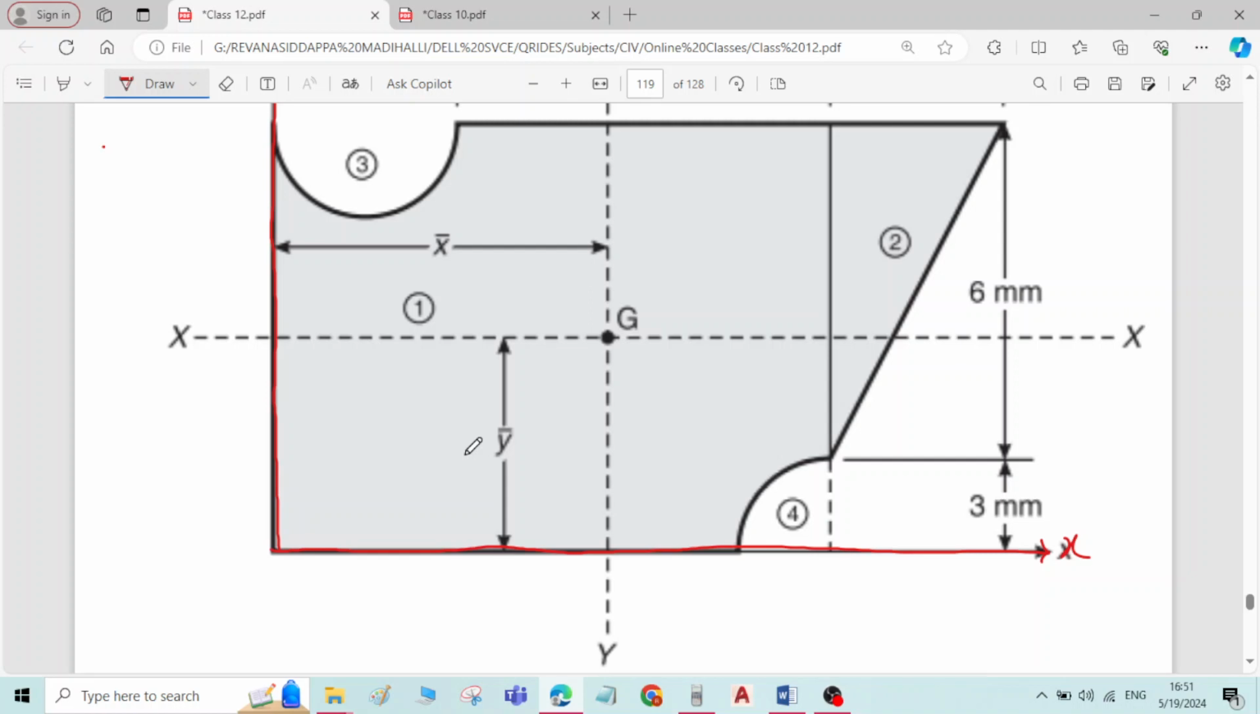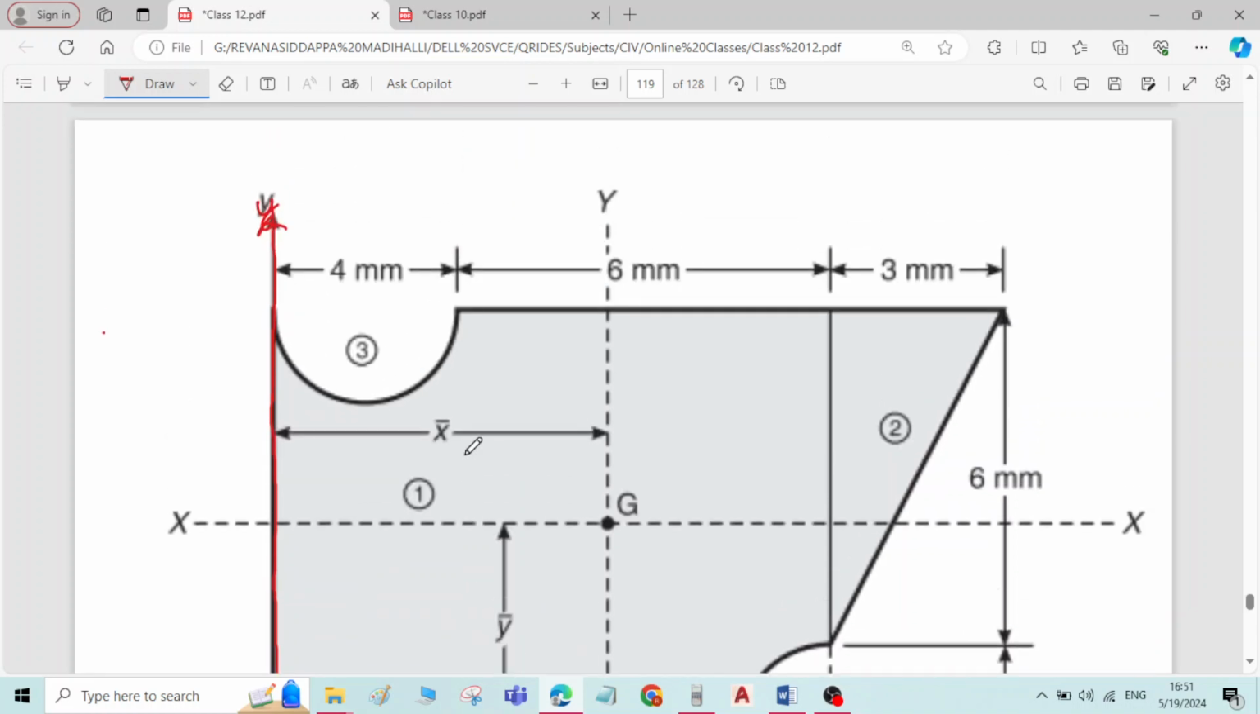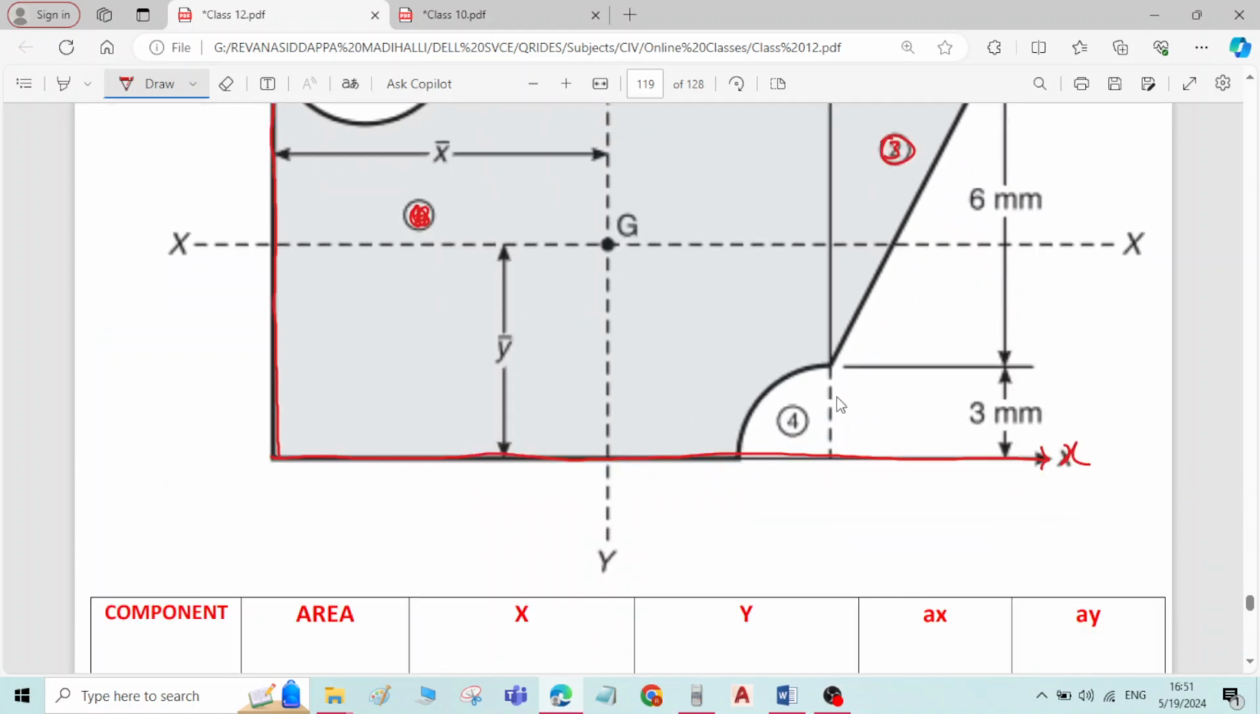Now what I will do is I will call this total rectangle as component number 1, and I'll call this semicircle as component number 2. Okay, and I'll take right angle triangle as component number 3, and I'll take this quadrant of the circle as component number 4.